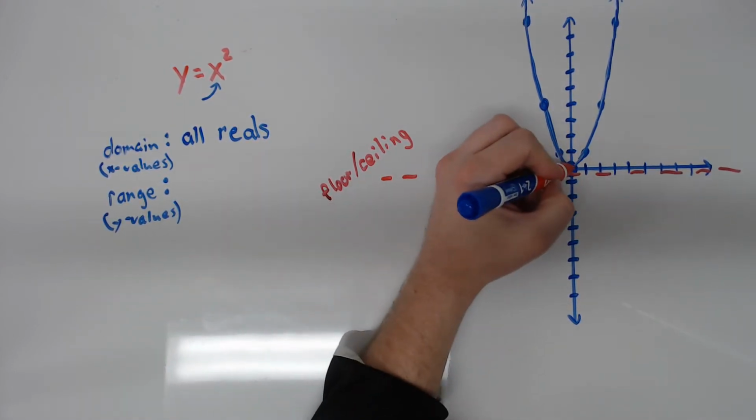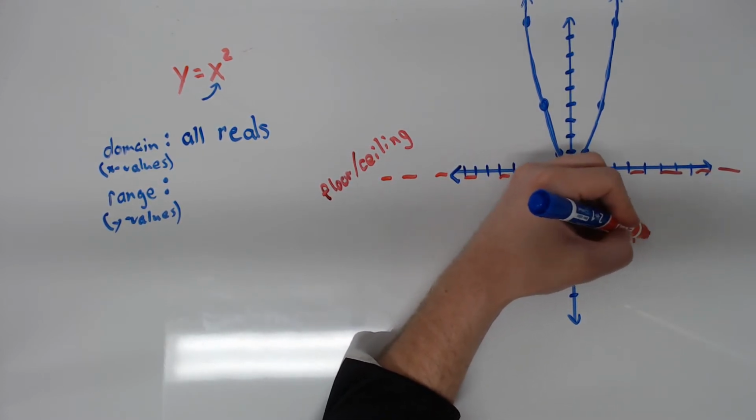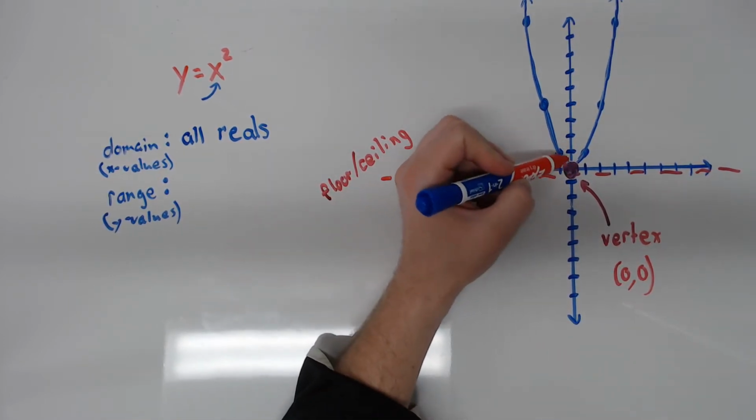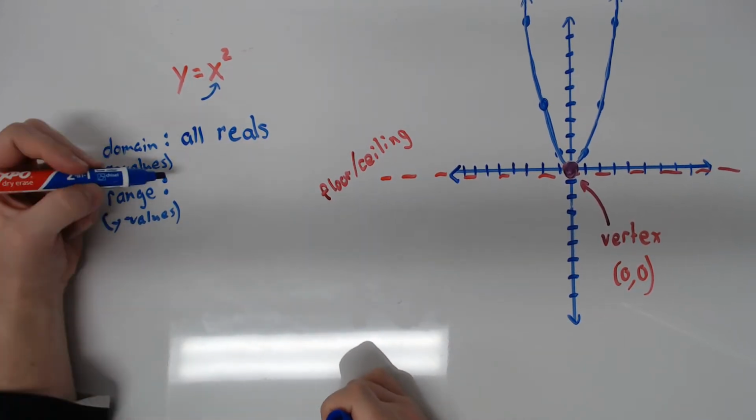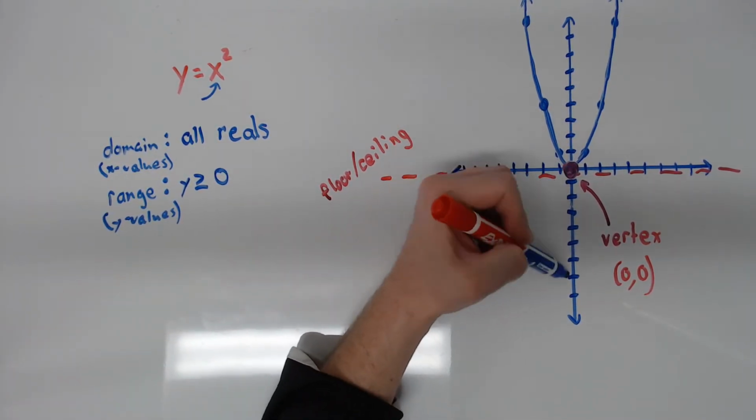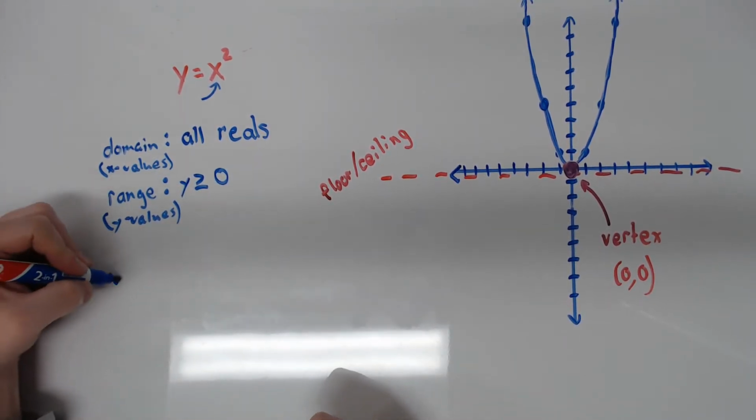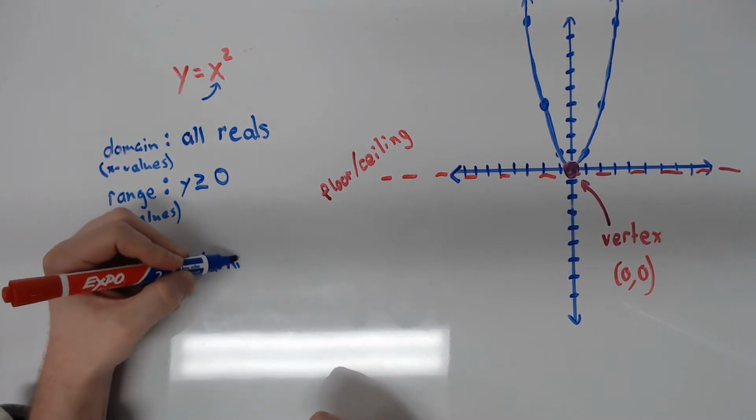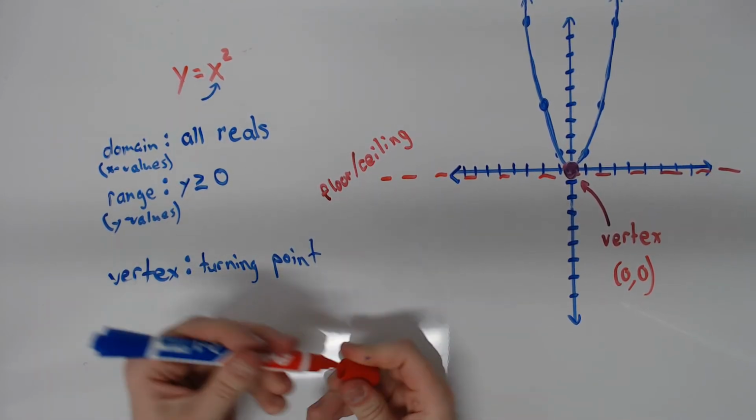So this spot here is called the vertex. That is the vertex. For us, the vertex is 0, 0, which means every point is going to be at or above 0. Range for this problem is going to be y greater than or equal to 0, because it can be 0 and it goes up from there, but it does not go anywhere below 0. So vertex you can think of as the middle or the turning point. So for our problem, vertex was 0, 0.